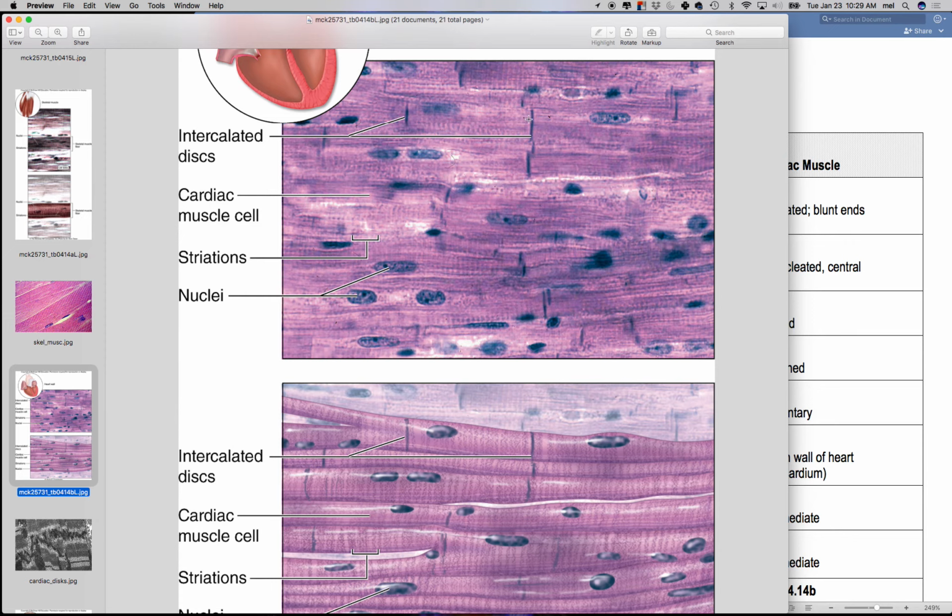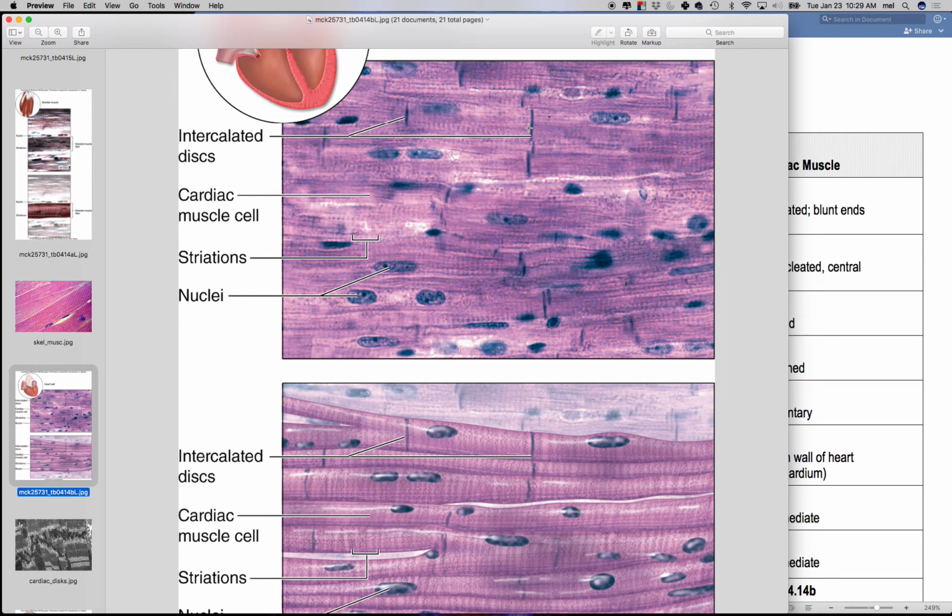This, by the way, is not a striation. It's parallel to the striations, but it's actually called an intercalated disc. And what it is, guys, is where two cardiac muscle cells are attached to one another. And they're attached in such a way that they have a really strong association and they can communicate with one another to cause a wave-like contraction.